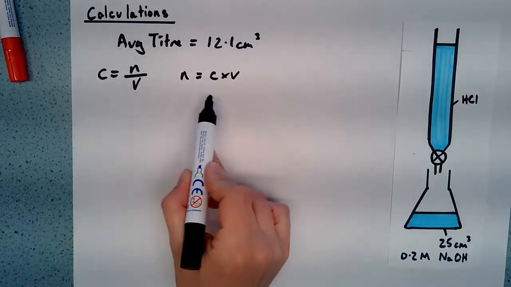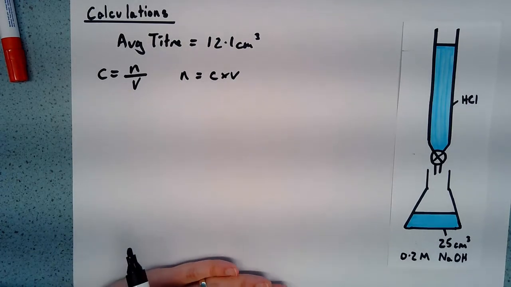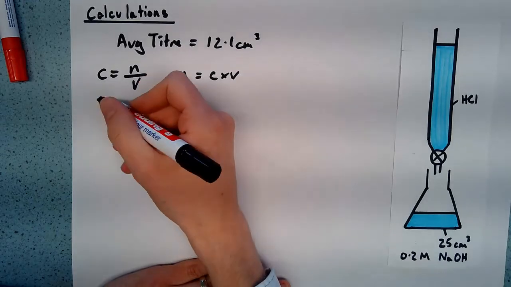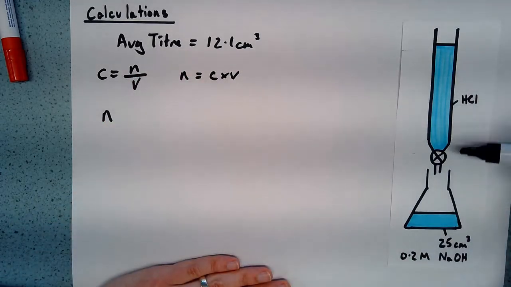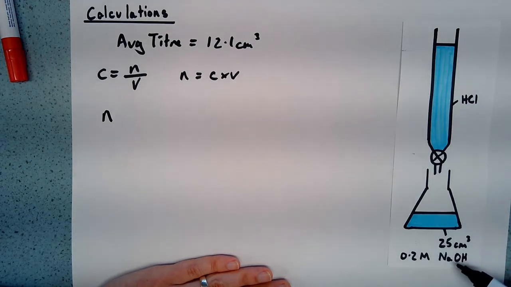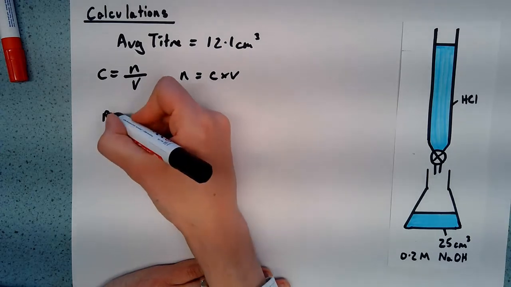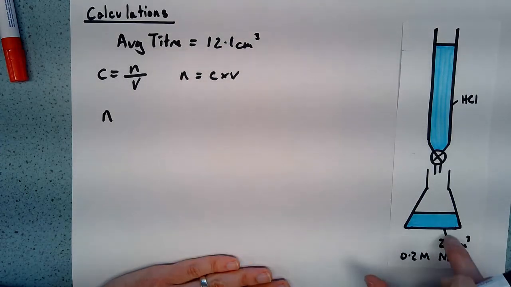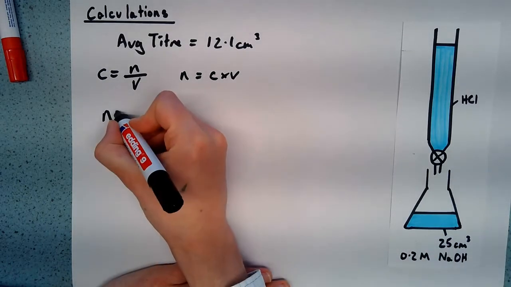And all we're going to do here is use these two rearrangements of the same equation. So the first thing that we want to do is work out the number of moles of the known substance. Now, if we look at my example here, the known substance is the sodium hydroxide because we have 25 centimetres cubed of it and we know the concentration. Read the exam question, and the volume in the flask will be in the question somewhere.